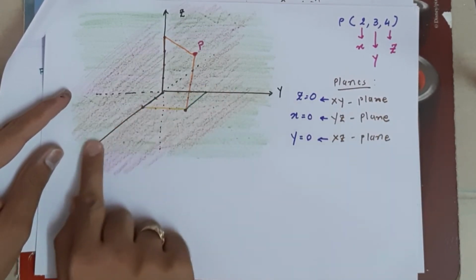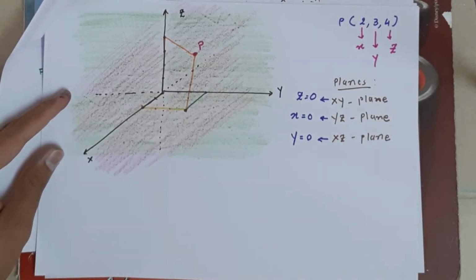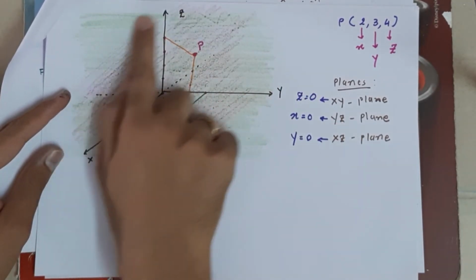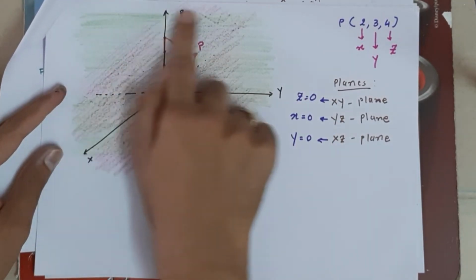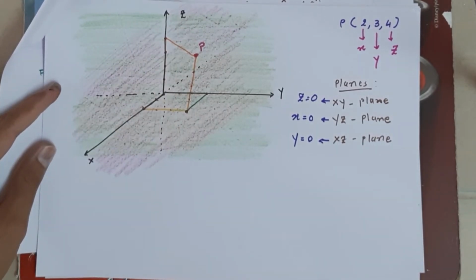So for the XY surface, what is the direction of this surface? Z direction. Next surface is YZ, this surface, the YZ plane, or you can say the YZ surface. So what is the direction of the YZ surface? X direction, or you can say the minus X direction.